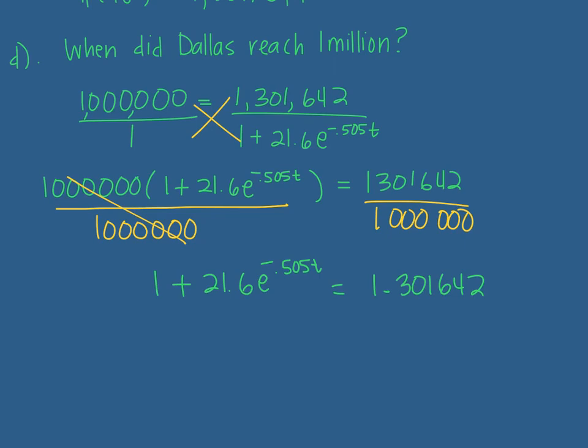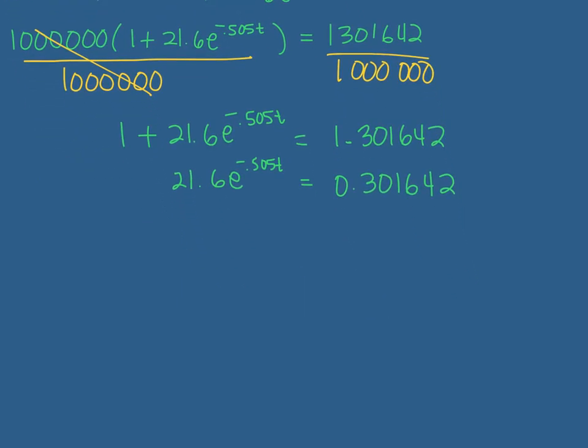What do I do next? Yeah, it's basic math, right? You subtract 1. And so we have 21.6e to the negative 0.505t equals 0.301642. I just subtracted 1 legally from both sides. Okay, what's the next legal move? Divide by 21.6. So e to the negative 0.505t would be 0.301642 divided by 21.6. I haven't even touched my calculator. I didn't need to.